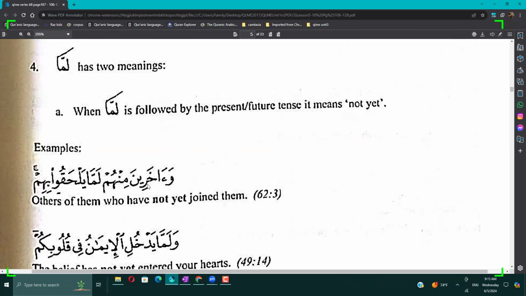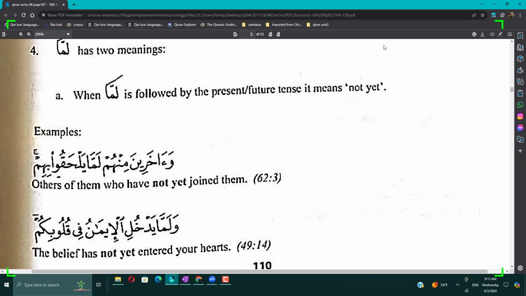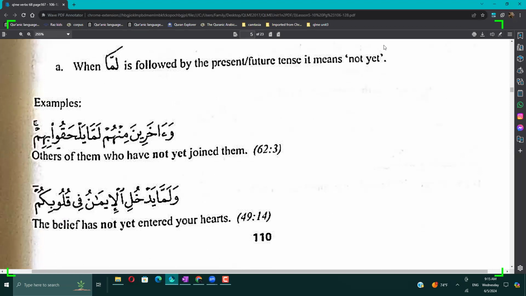Now comes lamma. Lamma has two meanings. The first one is when lamma is followed by the mudare, present or future tense, it means not yet. Remember, lamma followed by the mudare, the meaning is not yet. Okay? Like for example, we have: wa akharina minhum lamma yalhaqu bihim.